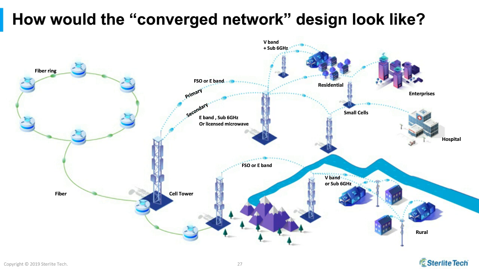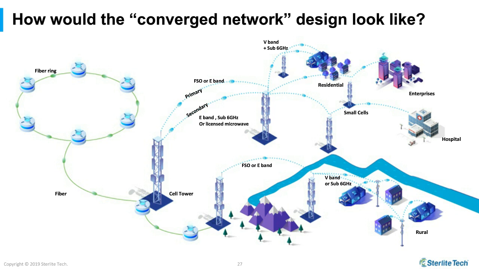So for example, let's take E-band and sub-6 gigahertz. Well, you have very high rain rate regions where you can still leverage E-band capacity, but where it fails or where it derates, you can actually start to leverage the sub-6 gigahertz bandwidth. So you're not completely losing the link, but at least having some basic connectivity.